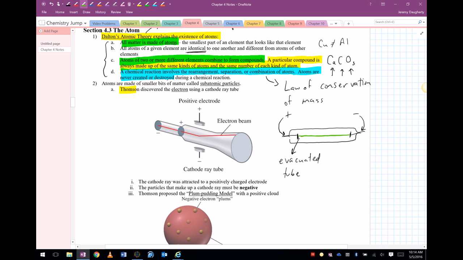So he did a couple experiments with this. First experiment he did is right here. He took a positive electrode, so here's an electrode that's positively charged. He took a negative electrode, so again an electrode that's negatively charged. And what he found was that this light, this supposed light, would bend toward the positive. Well, you can't bend light with a positive and negative plate. So already he's thinking, nah, this can't be light. This has to be something else.